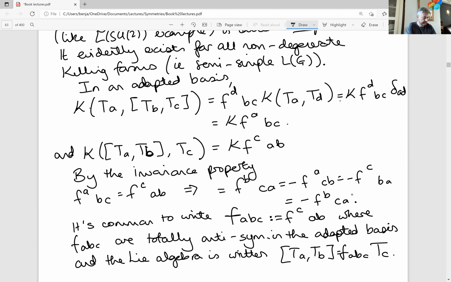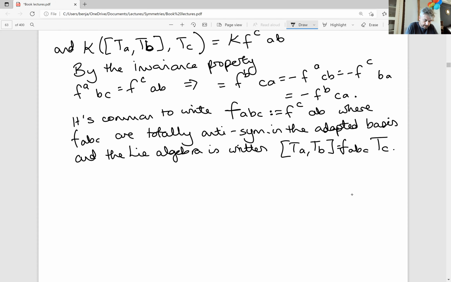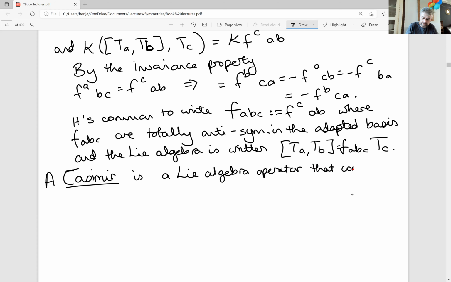Good. All right. Now let's define a new object, which we will find useful, and it's called a Casimir operator. So a Casimir is a Lie algebra operator that commutes with the Lie algebra.